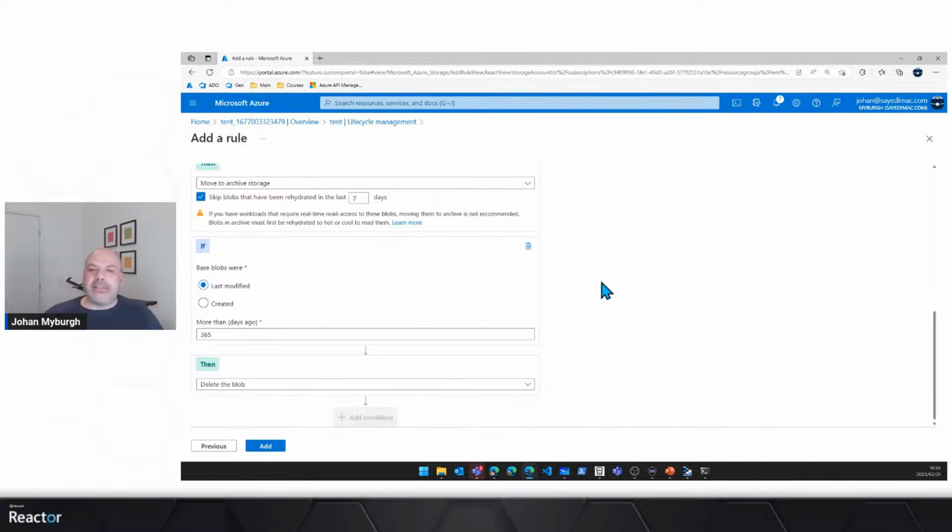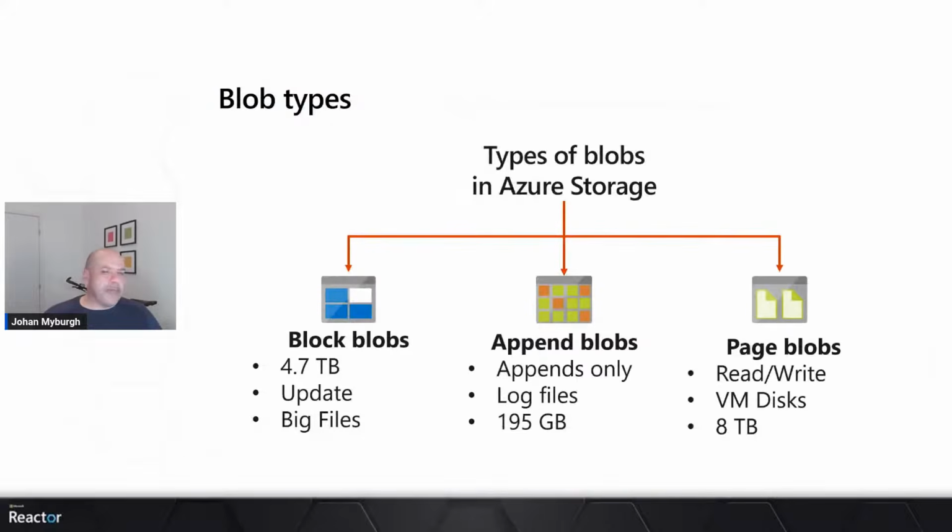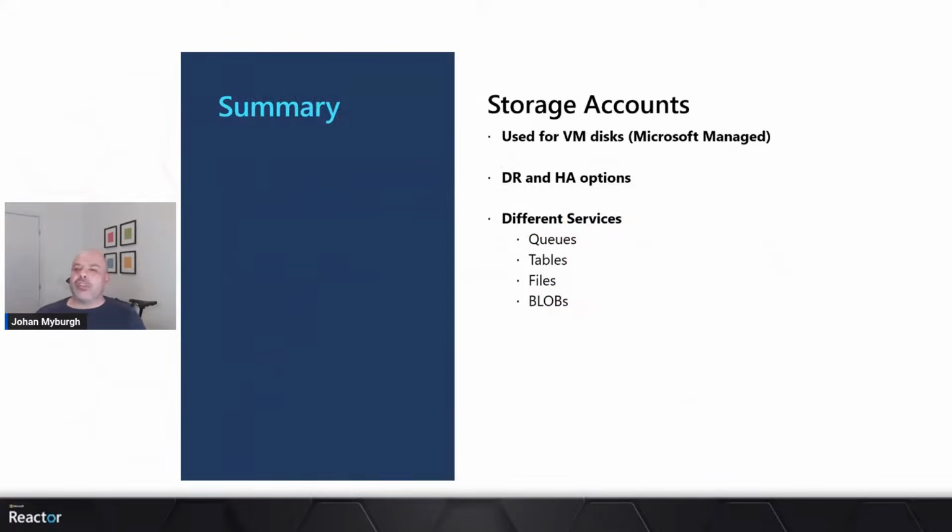All right, and that is essentially storage accounts. I know that was quite quick, but just in summary, we spoke about storage accounts. We said that storage accounts are used for VM disks, right? Microsoft managed typically, so you will never see the storage account. We will manage it. But there's also some disaster recovery and high availability options where we can replicate your content to different locations. And then there are 3 different types of services inside of a storage account: queues, tables, files, and your blob storage, which essentially stores your static content for web applications.